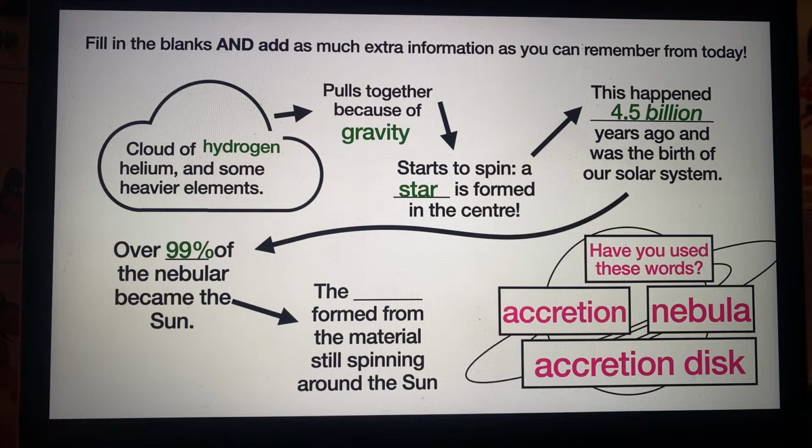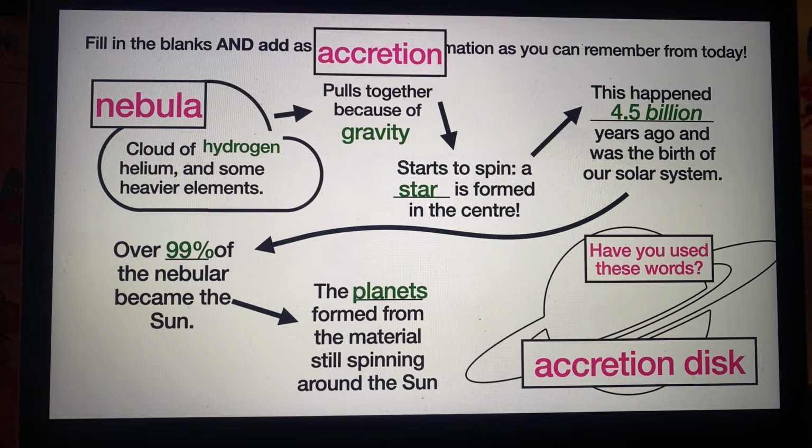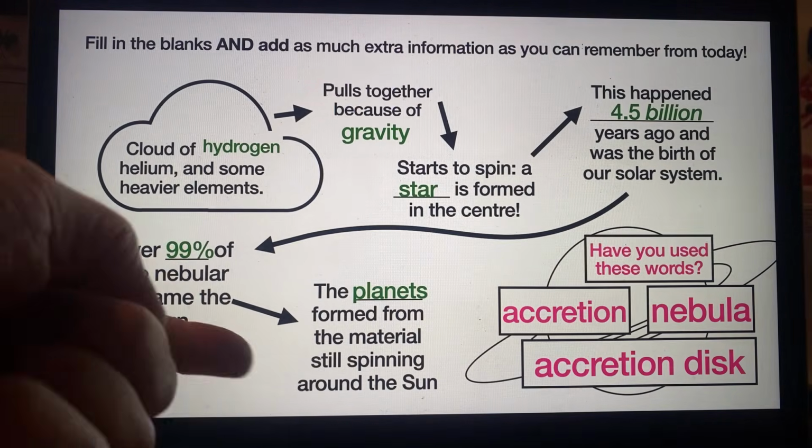So over 99% of the nebula, this cloud, became the sun, and the something formed from the material still spinning around the sun. I mean, actually, if you know about astronomy, you could have said anything here. You could have said like comets or asteroid belt, but we've learned about the planets. The accretion, which bit of this is accretion? So the nebula is the name for this cloud of hydrogen and helium that the solar system starts as. Accretion is when it all starts pulling together. That's what accretion means. And the accretion disk is the material still spinning around the sun.